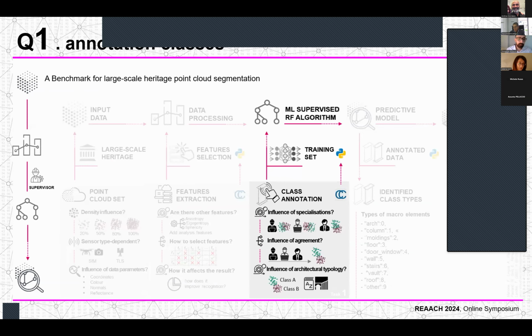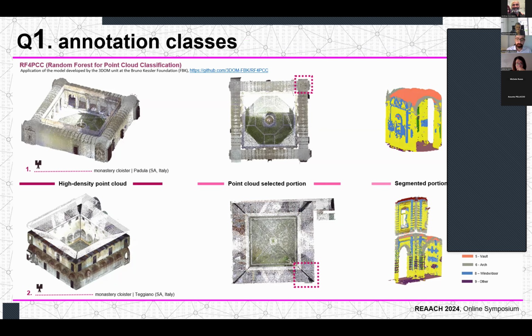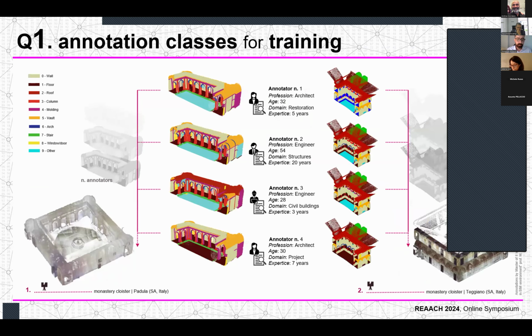Thank you, Valeria. The starting point of our work was to reflect on cluster recognition employing the RF algorithm already trained by the FBK unit. The annotation outcomes of our dataset were evaluated. The results show a partial recognition of the macro elements of the cloister typology, with the greater problems noted for the classes moldings and windows and doors. One possible cause is that the algorithm is pre-trained on a preliminarily annotated dataset without harmonizing the results of different specialization. So we worked on refining the data on which to perform the training.